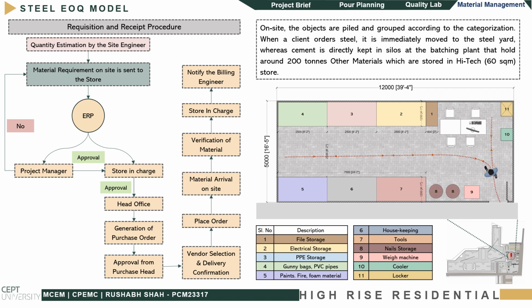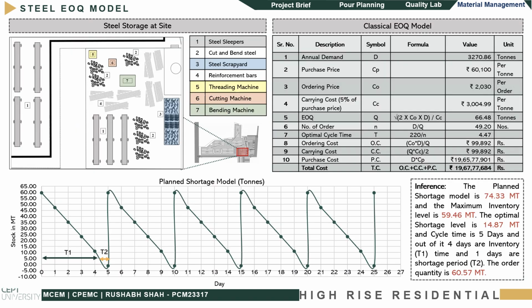After that, store. This is the site store plan. In this, various storage areas are allocated for each material category, like tile storage, PP storage, paints, fire foam materials, weighing machine, nails, and other tools which are required on site. We prepare a steel storage layout. It consists of steel scrapyard, reinforcement bars, threading machines, cutting machines, and bending machines.